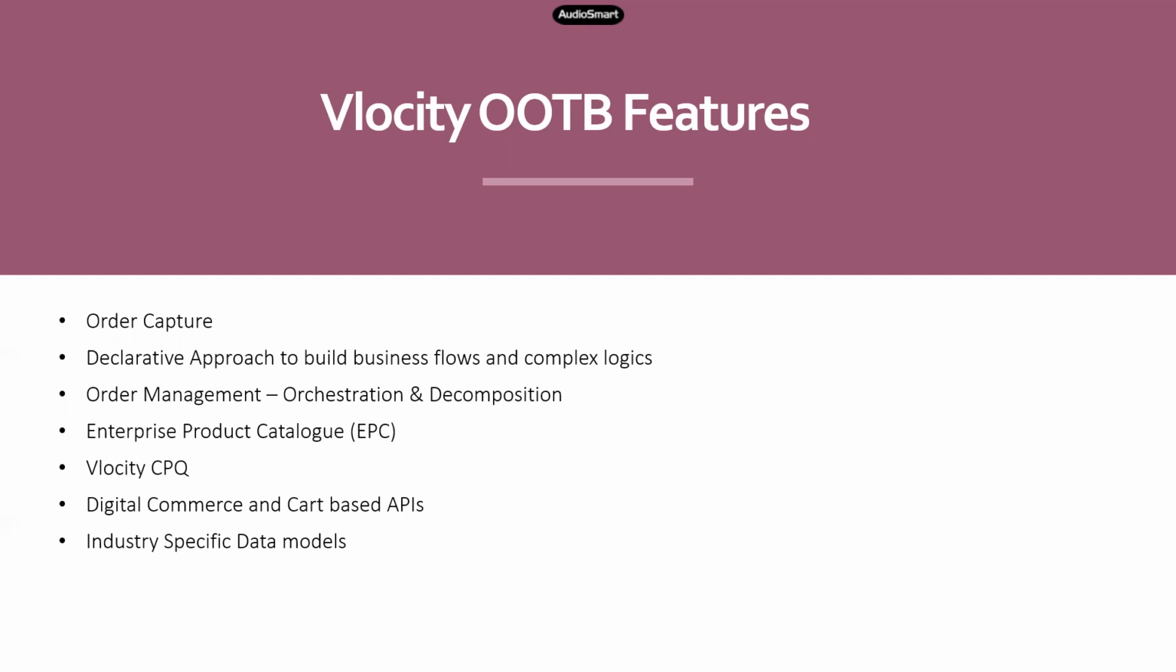You may have to go for an Apex class in this case, but since it is going to be a standard thing for all the telecom clients, no matter which company or which domain you are in, Velocity provides you these APIs. So all you have to do is pass in your order ID, pass in your promotion ID, and call this already Velocity-given Apex class, and it will take care of everything else. There are so many things like that which come as part of these digital commerce and cart-based APIs. And finally, you have the industry-specific data models, right?